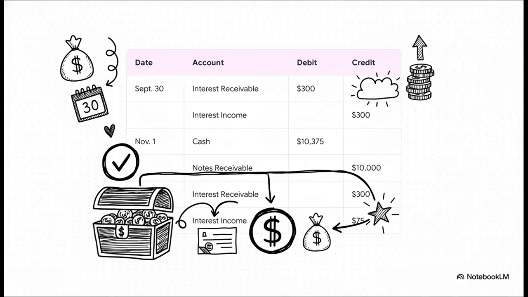On September 30th, Wolder has to make that adjusting entry to recognize the interest it's already earned. 4 months' worth comes to $300. So they debit interest receivable and credit interest income. Then, when November 1st rolls around, they collect the full cash amount, $10,375. That cash payment clears out the original $10,000 notes receivable, it clears out the $300 interest receivable we just set up, and it recognizes the final month's worth of interest income, which is $75.